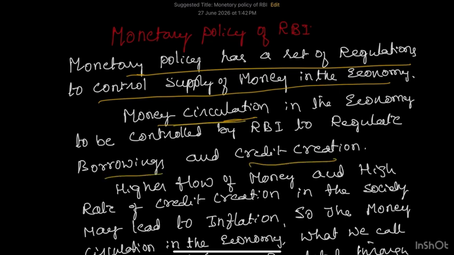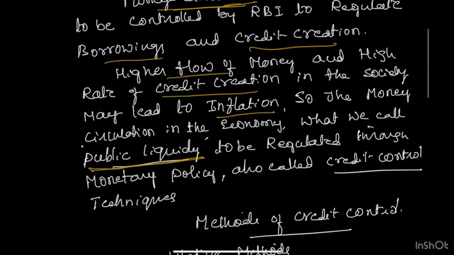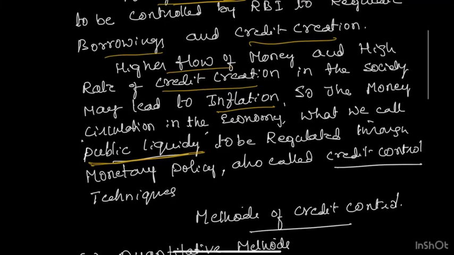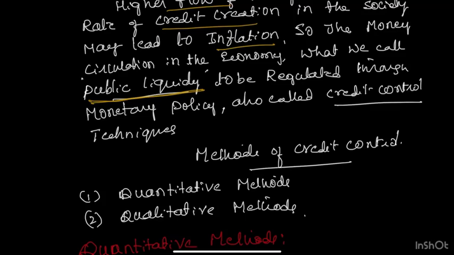Now, money circulation means the credit creation, the borrowings and the credit creation. Because the higher flow of money and the higher rate of credit creation may lead to inflation. To control the inflation and to have a control over the public liquidity, the purchasing power or the money circulation in the economy, the government has to take certain measures through the RBI, and these policies are called monetary policies and they are also called credit control techniques.